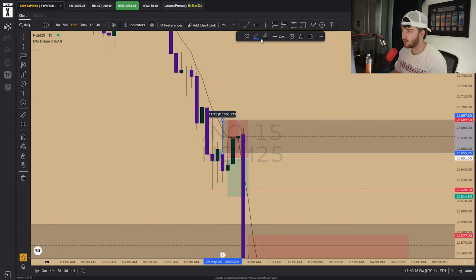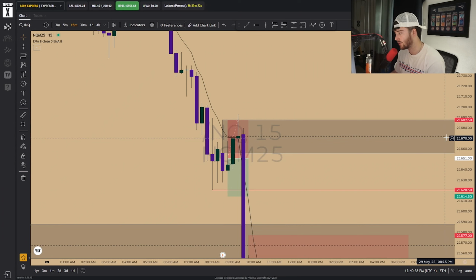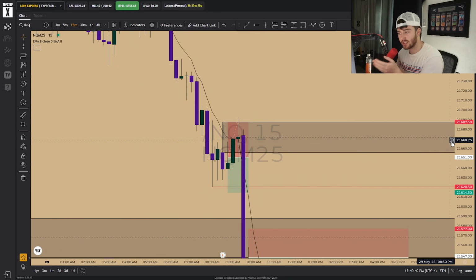So the size of this is 31. Let me fix this because I don't like the way that looks. This is 31 points, and the opposing candle and body is 28. So it technically does fall in tune, but I feel like I rushed this one.